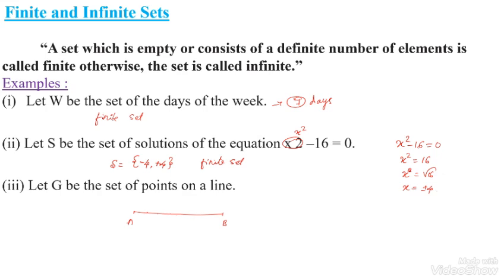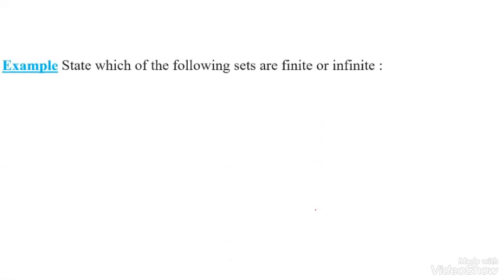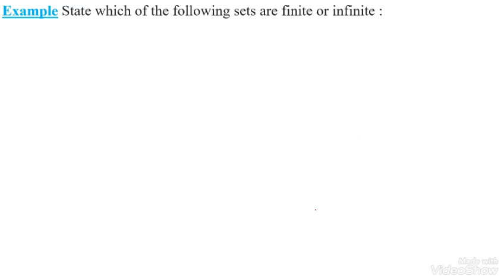We can't count the points on that line. Therefore, it is an infinite set. This is an infinite set. Let G be the infinite set. Here it is clear. Now let us move on to the example. While solving the example, the concept will be clear for you.